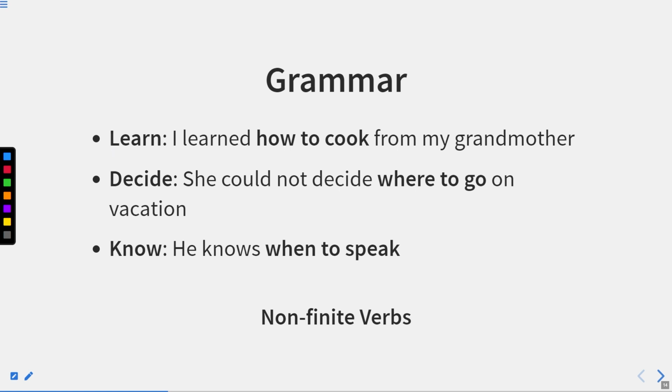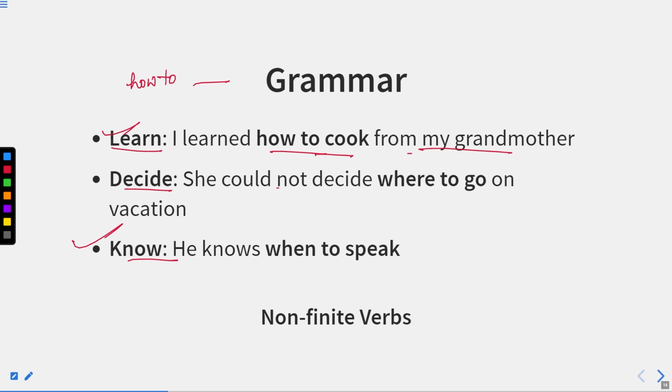Whenever we have the words learn and know, these are necessary. Whenever we have these two verbs, we always use how to and then the verb. So, I learned how to cook from my grandmother. I cannot say I learned to cook. No, the sentence will be: I learned how to cook from my grandmother.